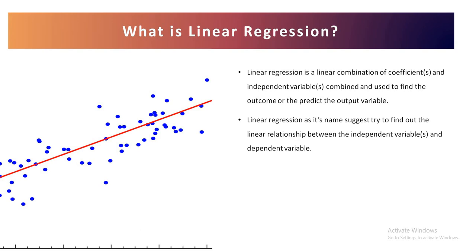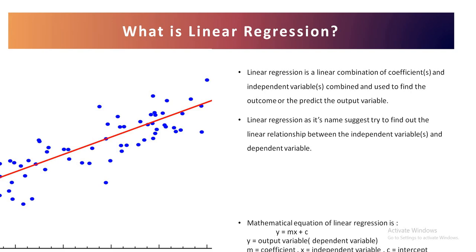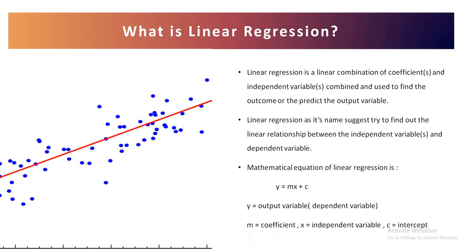In linear regression, as its name suggests, we try to find a linear relationship between the independent variable and the dependent variable. Like with an increase in x, whether y increases, or with a decrease in x, whether y decreases, or vice versa. In mathematical terms, the famous linear regression equation is y equal to mx plus c. Here y is the output variable or the dependent variable, m is the coefficient for x, x is the independent variable, and c is the intercept or the error term.